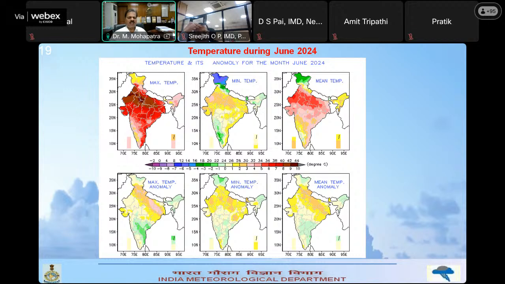And in the diagram below, the anomaly means deviation from the long period average. It indicates that there was a highly above normal maximum temperature, and it could be about 3 to 5 degrees Celsius, especially over the Indo-Gangetic plains and adjoining eastern India and northwest India. Minimum temperature is also higher in this area. So that means it was not simply the heated conditions, but also warm night conditions prevailed over northwest India and adjoining central India and eastern India during the month of June on many days.